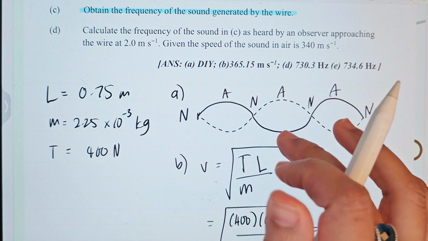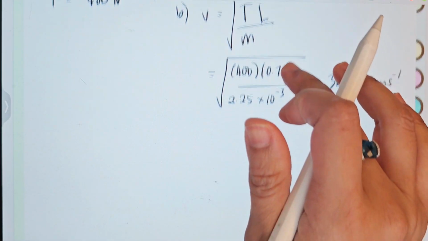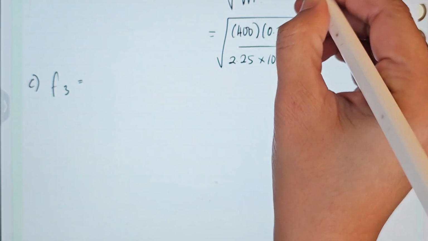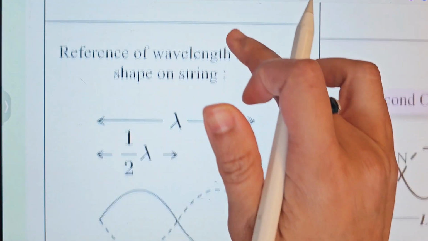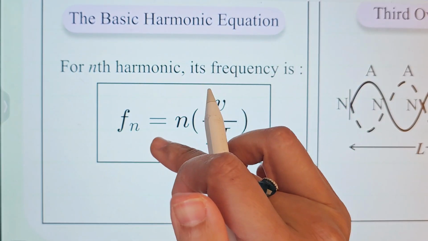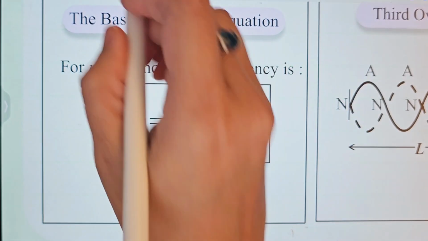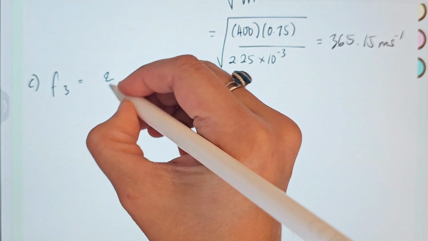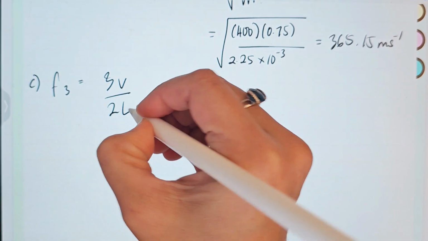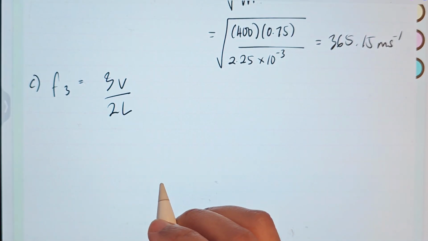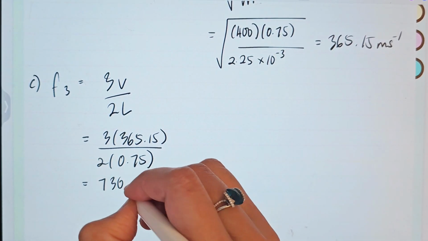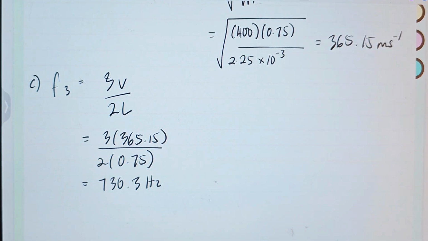Question C is asking us to obtain the frequency of the sound generated by the wire. So this is the third harmonic. So for question C, F3 equals, the basic equation for the nth harmonic is Fn equals nv over 2L. Because we know that this is F3, the third harmonic, we're going to straight away do it like this. And let's do the substitution. So the frequency for the third harmonic is 730.3 Hz.